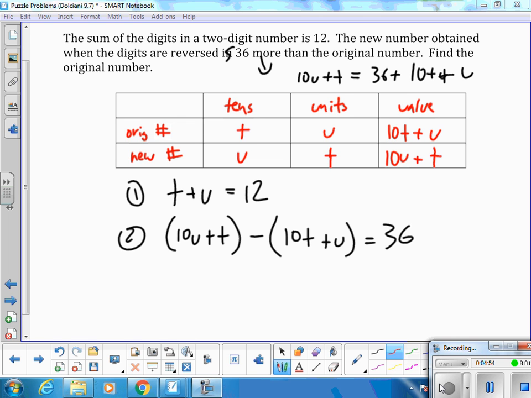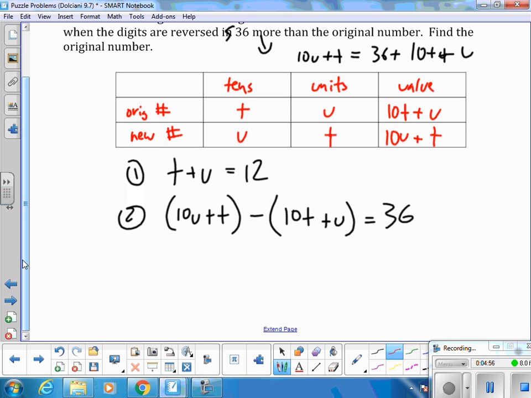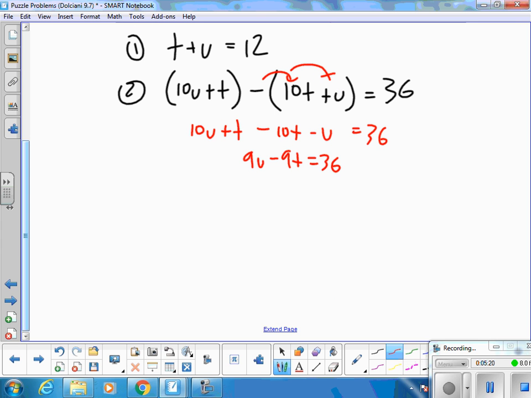So when I look at that second equation, I'm going to clean that up a little bit. I'm going to distribute this out so we can see it: minus 10t minus u equals 36. Combine like terms, I end up with 9u minus 9t equals 36. Divide by 9, and I get u minus t equals 4.